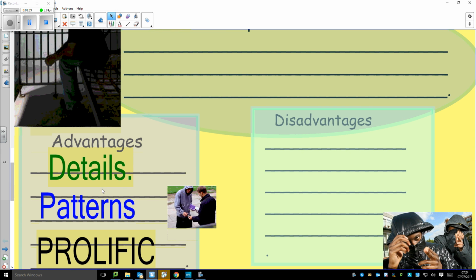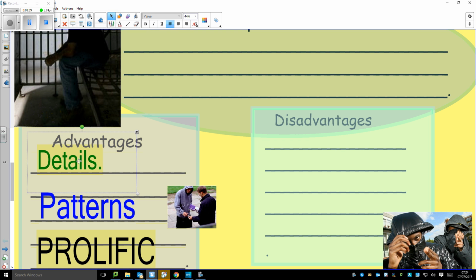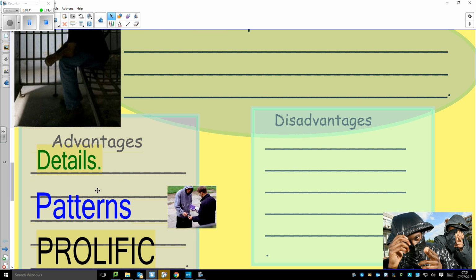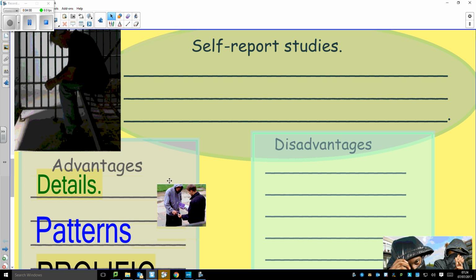Now, the advantage of this, it gives us details and patterns. Who's committing crime, how much crime, and why. So, for example, one of the patterns this produced is 20 years ago, somebody who was a burglar, broke in people's houses, has probably stopped doing that now, but he's still a criminal. They may well be growing weed in an old warehouse. A self-report study picks up those sorts of things.